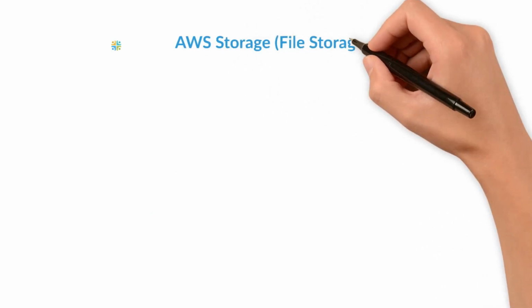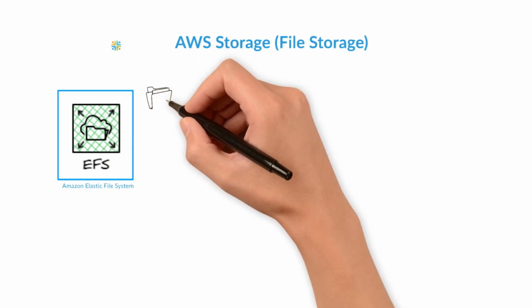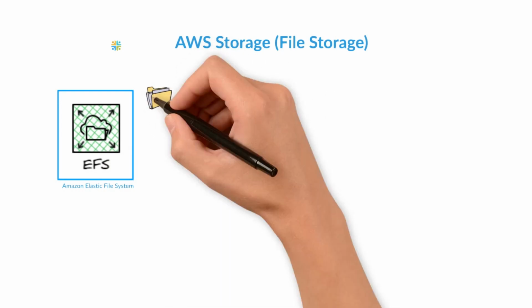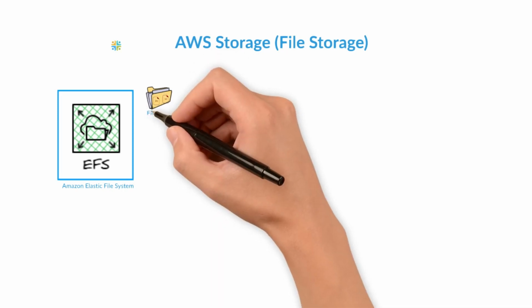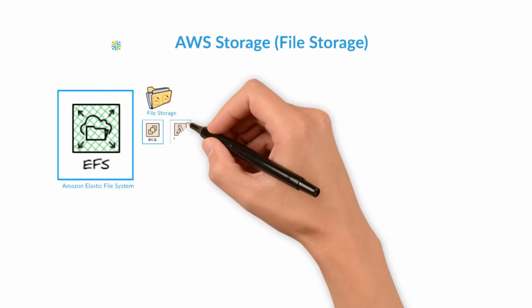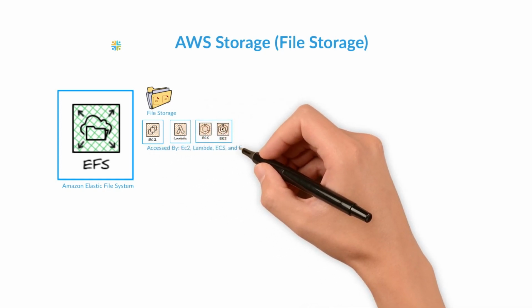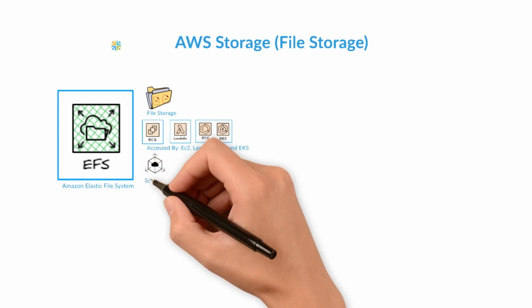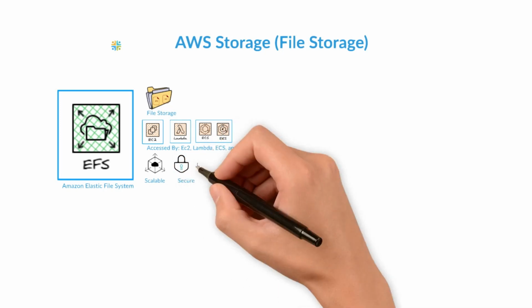Let's review some file storage options. Amazon Elastic File System, or Amazon EFS, is an elastic file storage that you can store file data. Amazon EFS can be attached to EC2, Lambda, ECS, EKS, and many other services. It automatically scales based on your demand, and it provides features to secure it. It is also highly performant.